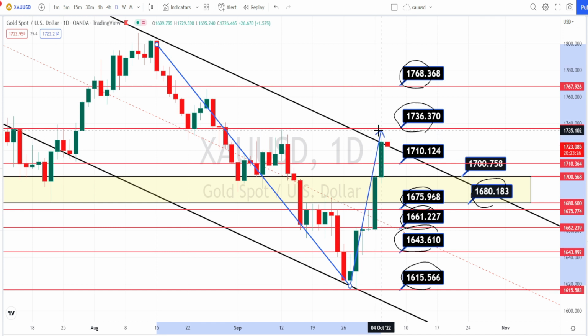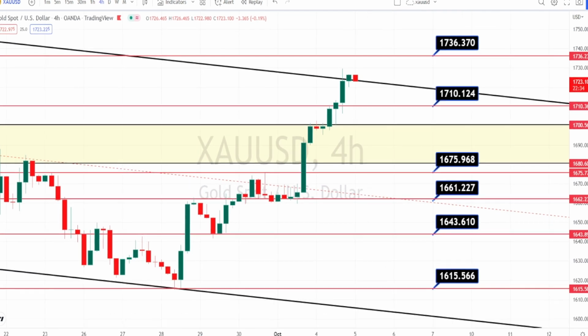It is not a bullish trend reversal in daily time frame. Let us do the analysis in 4 hours time frame. I am in 4 hours time frame.